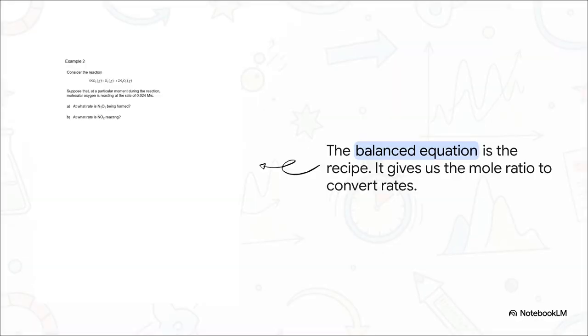And the secret? The key is hidden right in the balanced chemical equation. Think of this equation like the recipe for the reaction. It tells you the exact proportions. So for this one, it's saying it takes 4 parts NO2 and 1 part O2 to make 2 parts N2O5. That ratio is our magic conversion key.